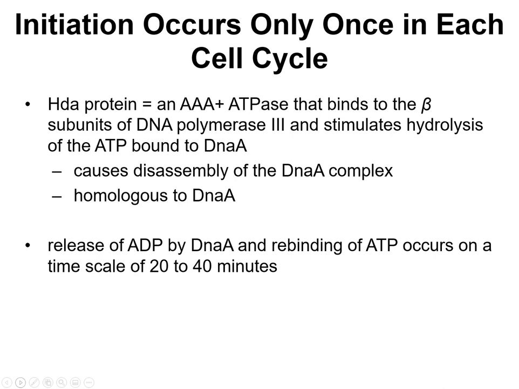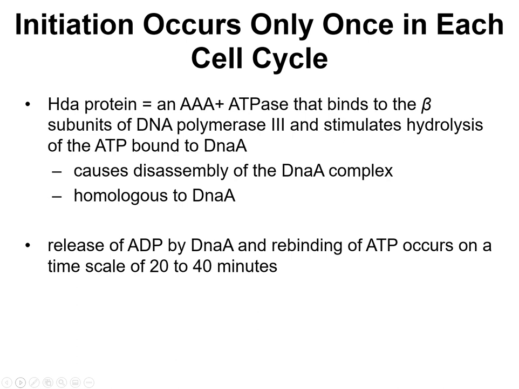The exchange on DnaA takes about 20 to 40 minutes for ADP to be released and ATP to bind. So not only is DnaA really slow with hydrolyzing that bond, the gamma phosphate, but it also very, very slowly releases its product. And all of that helps for maintaining the timing of replication.